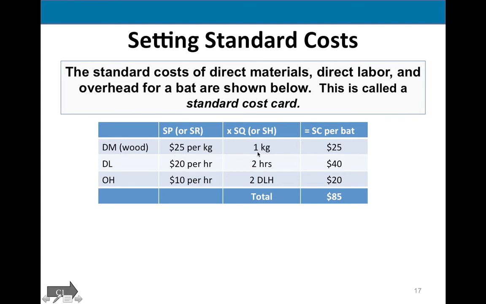So for direct material, we need 1 kilo of wood, and for the purchase price, we go to the purchasing department within our company, and they tell us it's about $25. So this is the standard cost for direct materials. For direct labor, $20 per hour. That's what HR tells us, and we need 2 hours. So it's $40. And for overhead, we determine that we will be using direct labor hours as the base, and we will allocate $10 for every direct labor hour. So we need 2 DLH at $10, 20 bucks. So this is my total standard cost to produce one bat. And then I will be comparing this and its components to the actual cost that I will record at the end of the period.